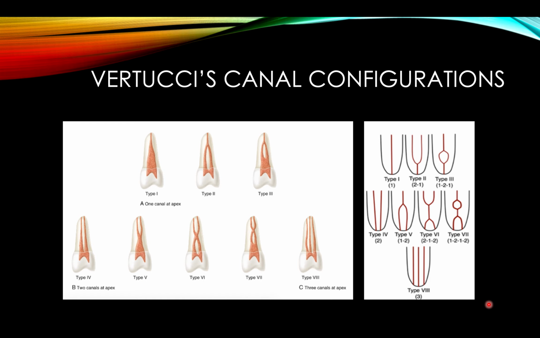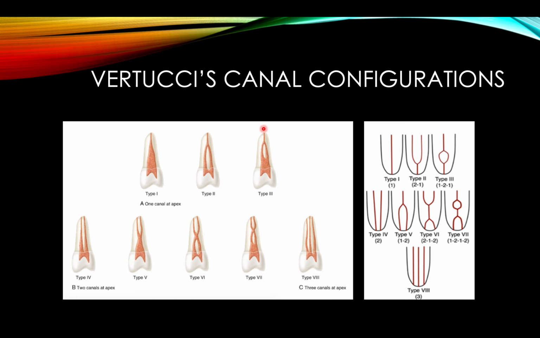He came up with 8 categories. The first one represents 1 root canal orifice, 1 root canal. They exit the root surface in 1 apical foramen. Type 2, we have 2 orifices, 2 root canals. They exit the root surface in 1 apical foramen. Type 3, we have 1 orifice, and then it divides into 2 canals, and then they rejoin to exit in 1 apical foramen. Type 4, we have 2 orifices, 2 canals, and 2 apical foramina.